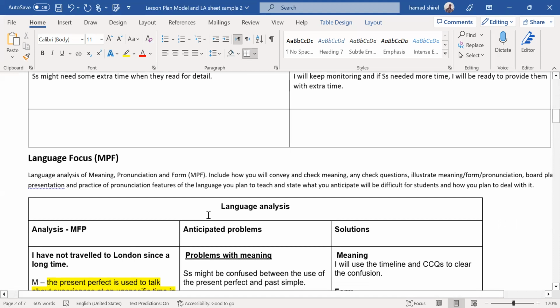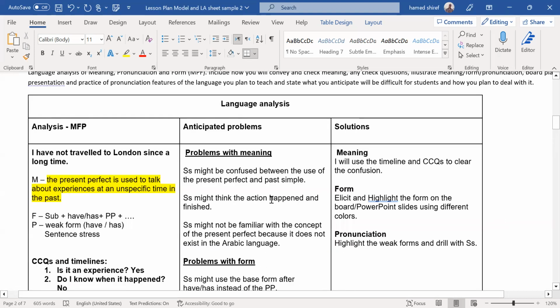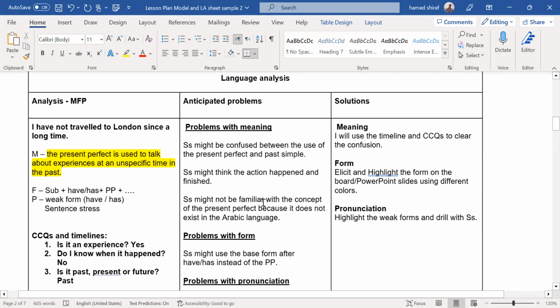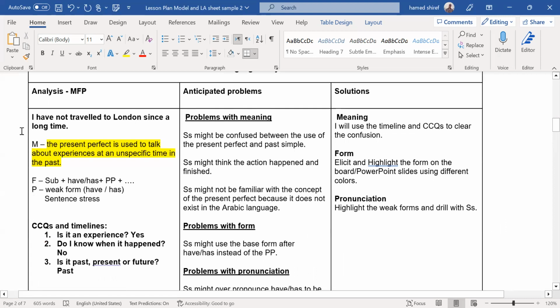Okay, now when we look at language analysis, so for example, if we're teaching grammar, something like I haven't traveled to London for a long time.